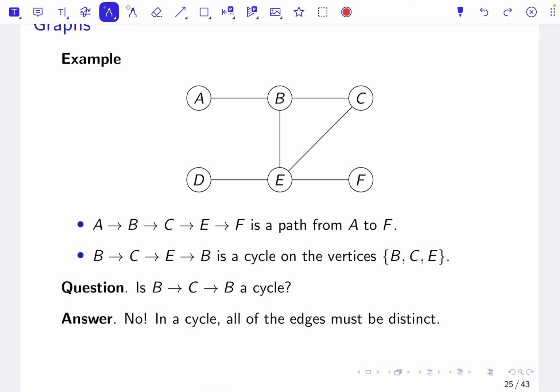Is B, C, B a cycle? I don't know about you, but I see some indistinct edges. You go on the edge connecting B and C twice, so it's not a cycle.